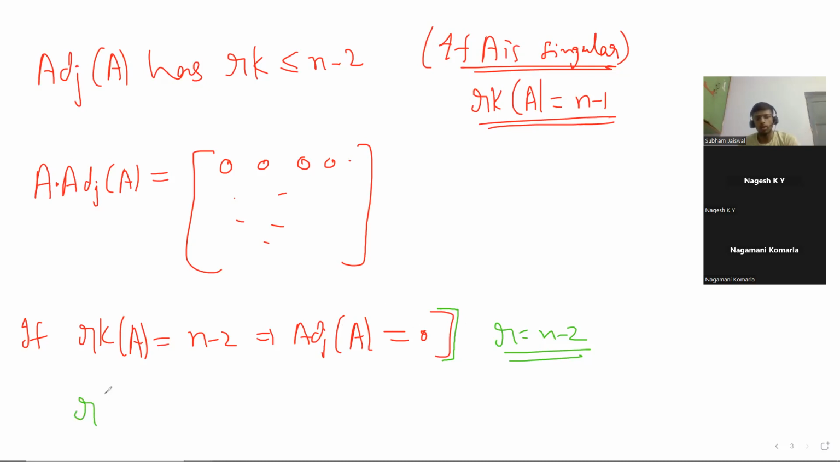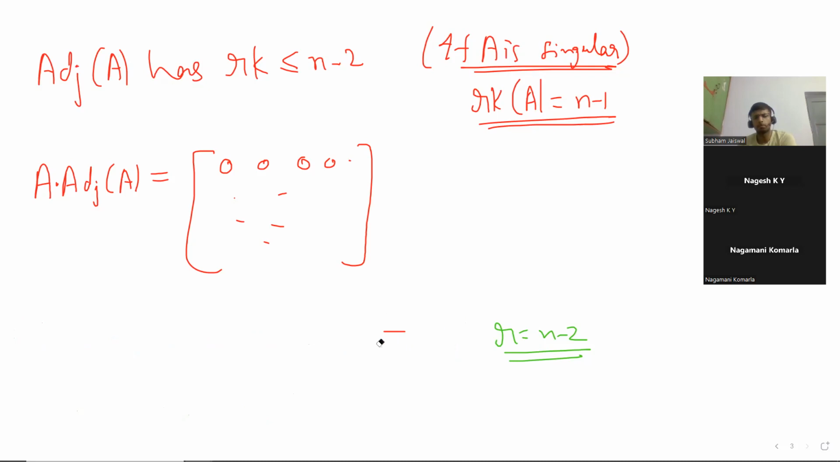But then when the rank of A is equal to n minus 1, we want to show that the rank of adjoint of A is at most n minus 2. This person is saying that if the rank of A is n minus 1, then the rank of adjoint of A is 1, not n minus 2. But we don't need that statement, we want to show that it's lesser than.